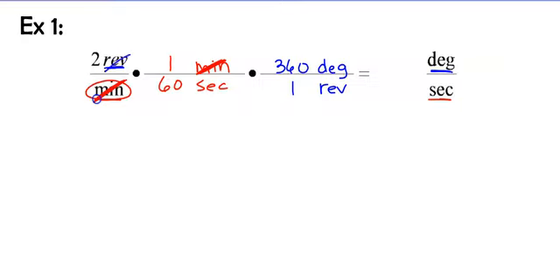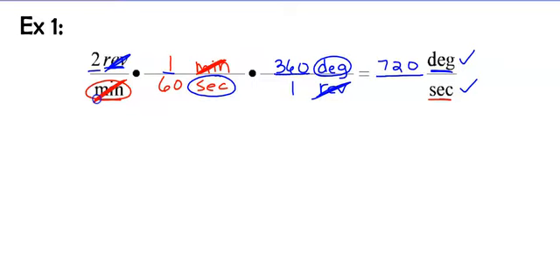What that allows us to do is cross off revolutions on top and on bottom, and then we can just double check to make sure that what we have left is what we want left. So we are left with degrees. Good. We want degrees on top. We want seconds on the bottom. Check. We got it. Okay. Now all we have to do is multiply straight across the top. So 2 times 1 is 2 times 360 is 720.